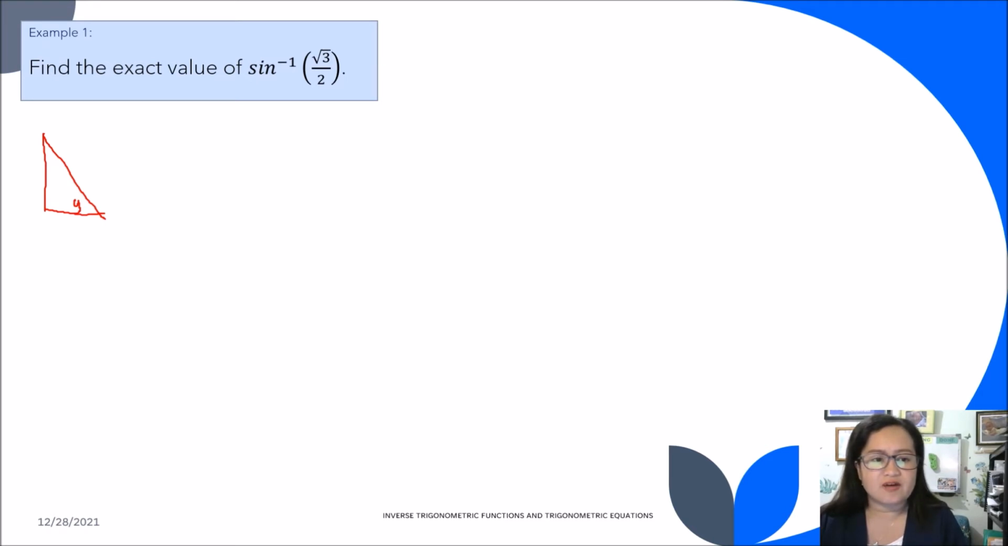Since the sine function is equal to the ratio of the opposite side over the hypotenuse, this means that the opposite side is square root of 3 and the hypotenuse is 2. So forming the equation, let y be that angle. So y will be equal to arc sine of square root of 3 over 2.